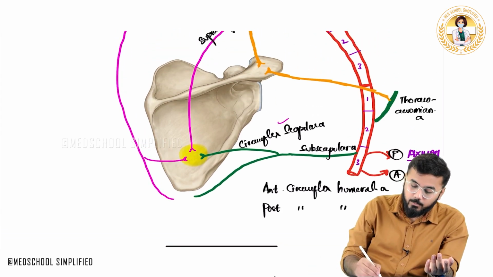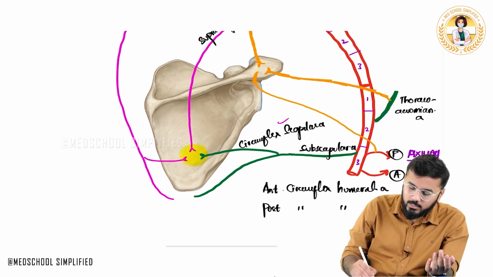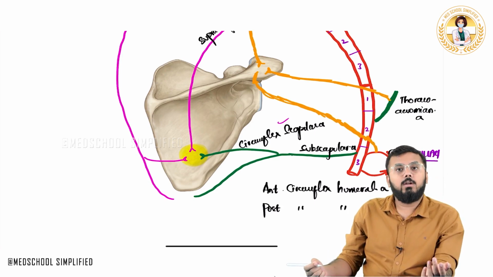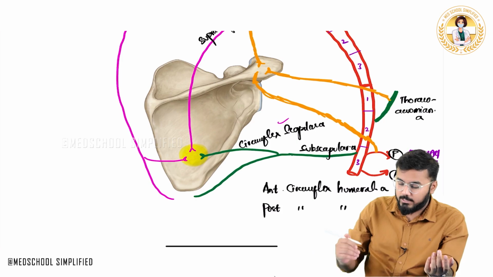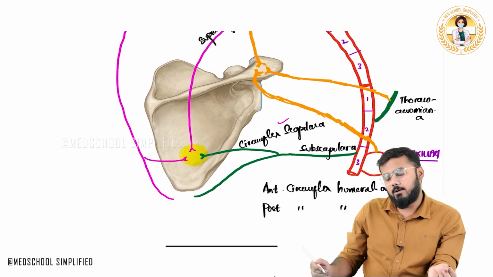So even from the posterior circumflex, you have got a branch like this. This is called an acromion branch of the posterior circumflex humeral artery. Okay. What is this branch? This is called an acromion branch of the posterior circumflex humeral artery. Now this acromion branch of the posterior circumflex humeral artery supplies your acromion process.